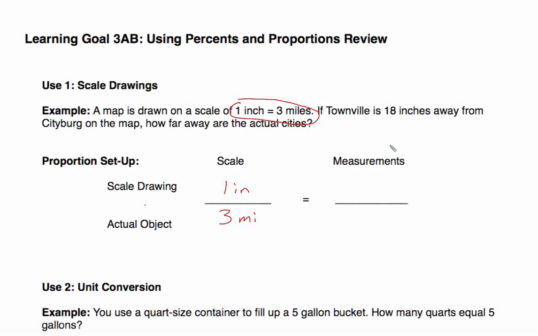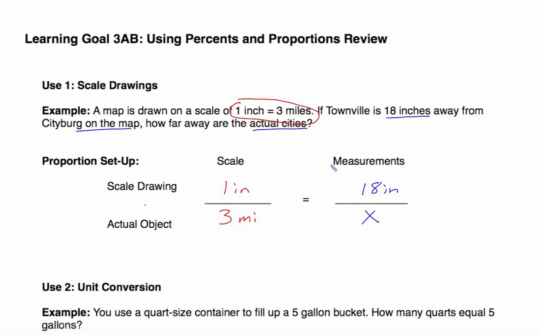Now let's look at the measurements. What measurements am I given here? Well, I'm given that Townville is 18 inches away from Cityburg on the map. So is my 18 inches going to go on top here with the scale drawing or on the bottom with the actual object? Well, hopefully these two towns aren't actually 18 inches away. I think that's going to be on the scale drawing, 18 inches. And then my actual object, how far away are the actual cities? So that's going to be my unknown. I'm going to put an X there because I don't know what it is.